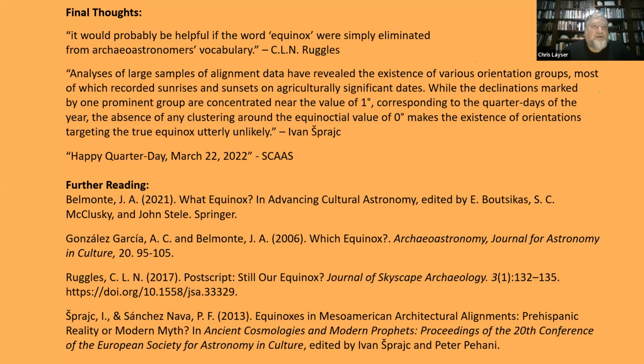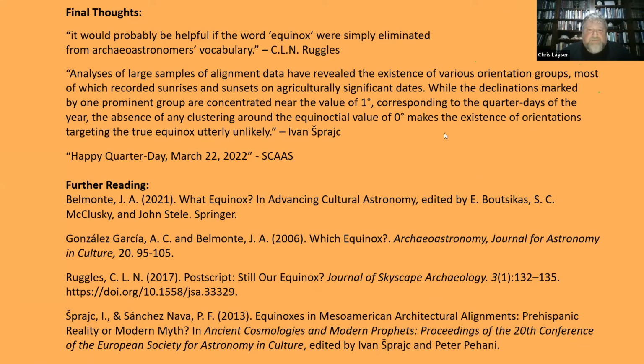And that's pretty much all I had. A couple final thoughts that I'd want to leave is Ruggles' statement that it would probably be helpful if the word equinox were simply eliminated from the archaeoastronomer's vocabulary. That's his conclusion. Sprock says the analysis of large samples of alignment data have revealed the existence of various orientation groups, most of which were recorded sunrises and sunsets on agriculturally significant days, where the declinations marked by one prominent group are concentrated near the value of 1 degree of declination, corresponding to the quarter days of the year. The absence of any clustering around the equinoctial value of 0 degrees makes the existence of orientations targeting the true equinox utterly unlikely. And then from us, it's happy quarter day, March 22nd, 2022.